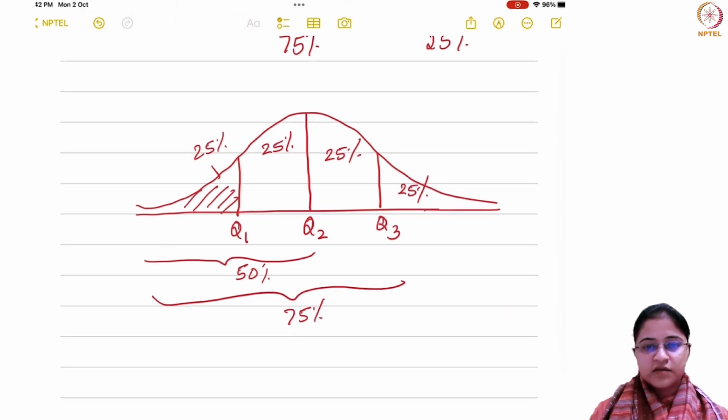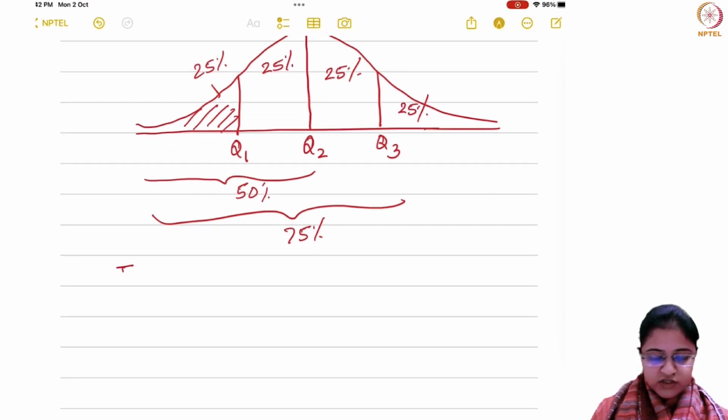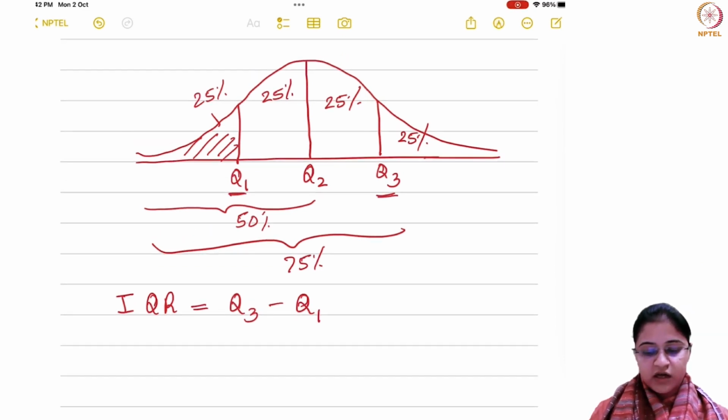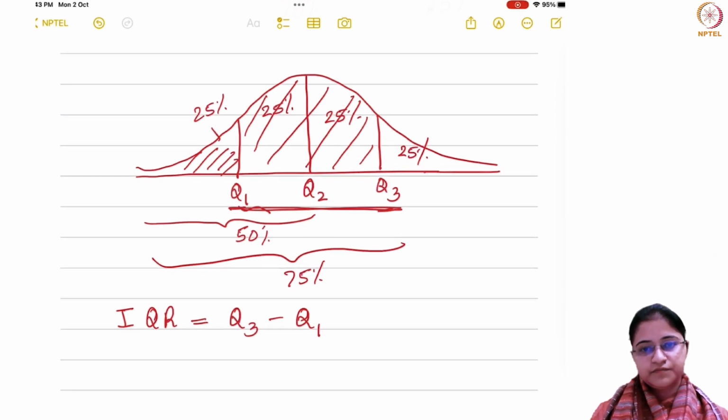Okay, and this gives you the IQR, that is the interquartile range, because IQR is nothing but the difference between the third and the first quartile, because the third quartile is the 75th percentile and this is the first quartile, which is the 25th percentile. So if I look at the difference of these two quantities, it means I am focusing on the middle 50% of the data set. So the middle 50% of the data is covered by IQR.